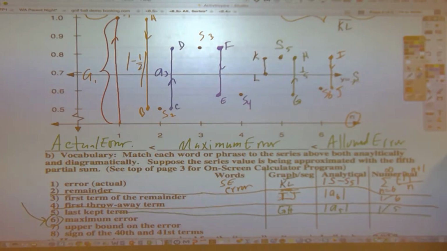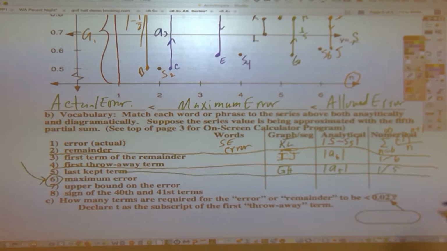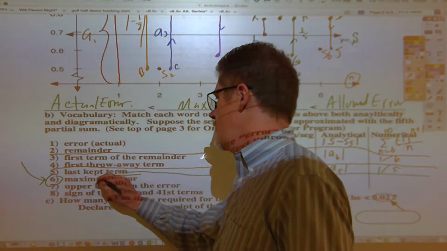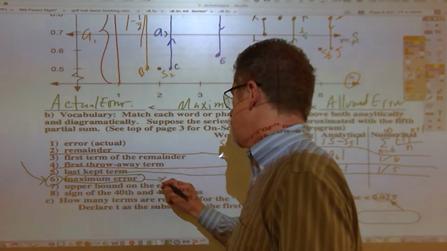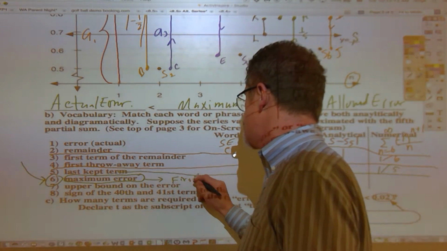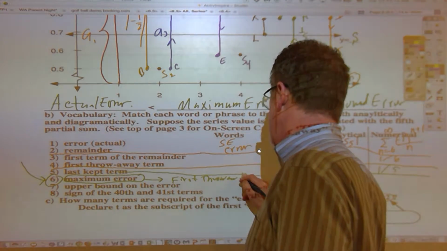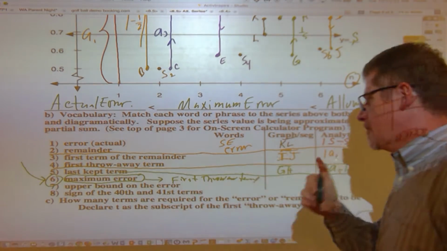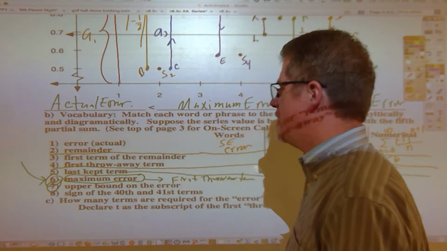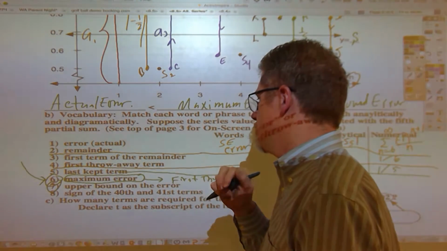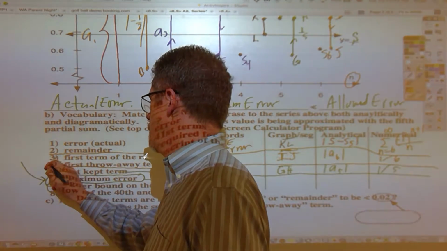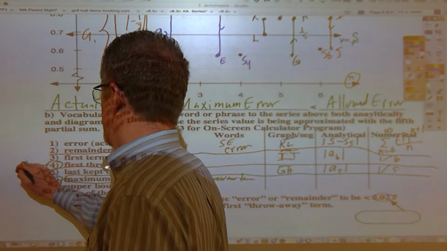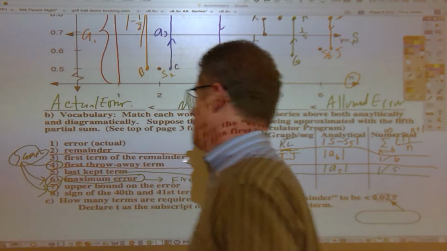The maximum error is synonymous with the first throwaway term. See it in the diagram. Maximum error is the same thing as the first throwaway term. And by maximum error, that means an upper bound on the error. So 6 and 7 are synonymous. They mean the same thing as first throwaway term. So 4, 6, and 7 are all the same concept. Let's find out why. An upper bound on the error.